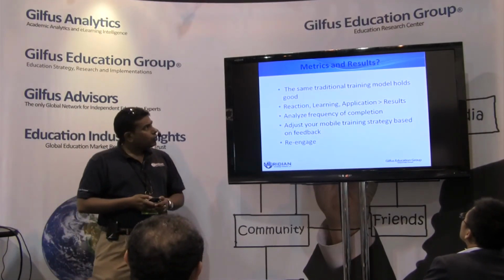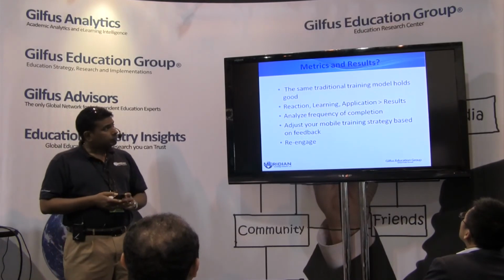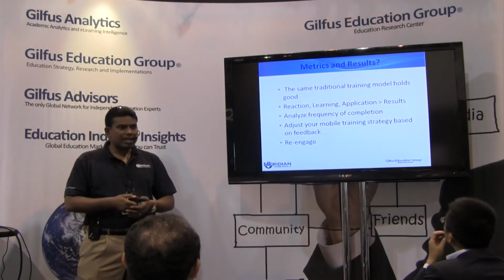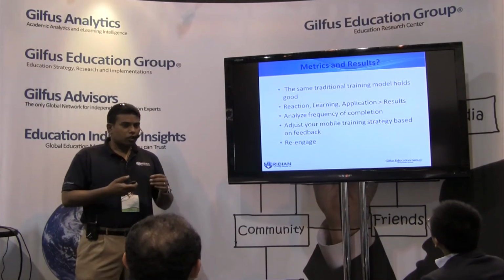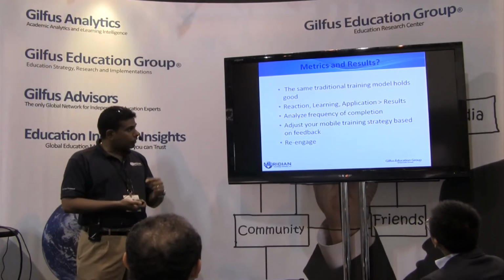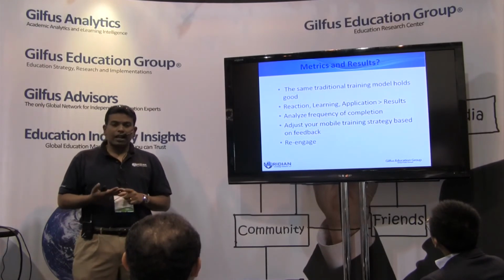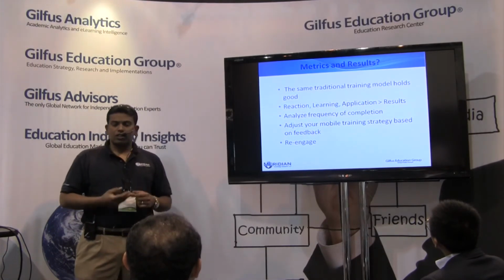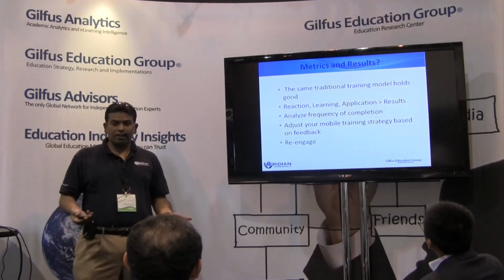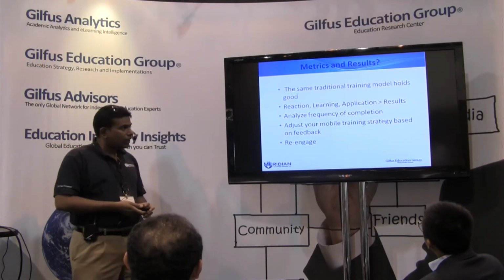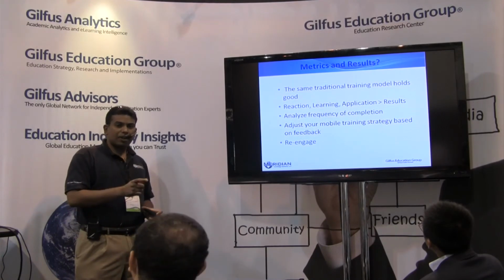All right, so what do we do about metrics and results? Just to wind down over here, the same traditional training metrics and results hold good. So you should be able to measure reaction, learning, application, and that points back to results. So the same strategies that apply for traditional training, you want to be able to report on this, especially if it's a new venture within your organization. So the important thing is, let's analyze frequency of completion.